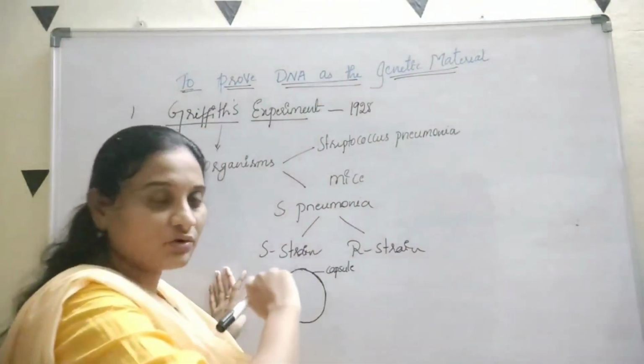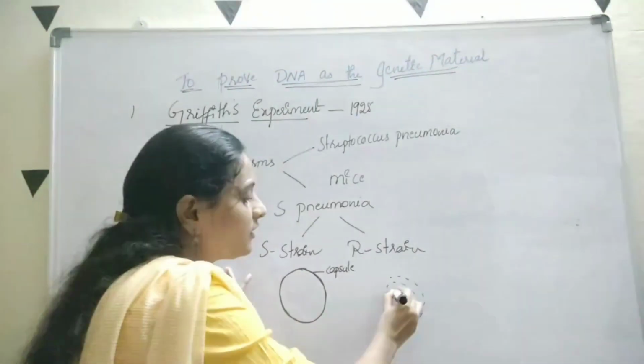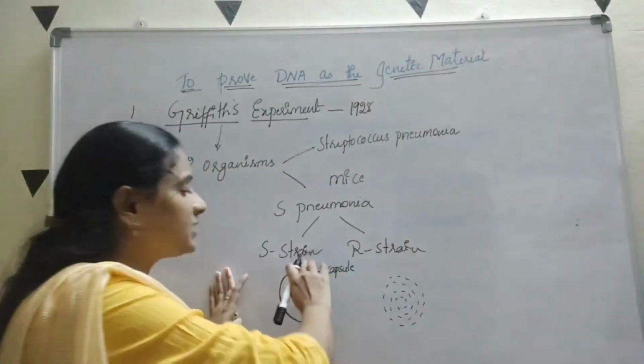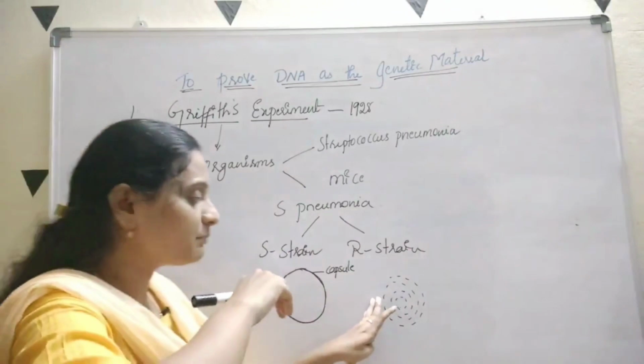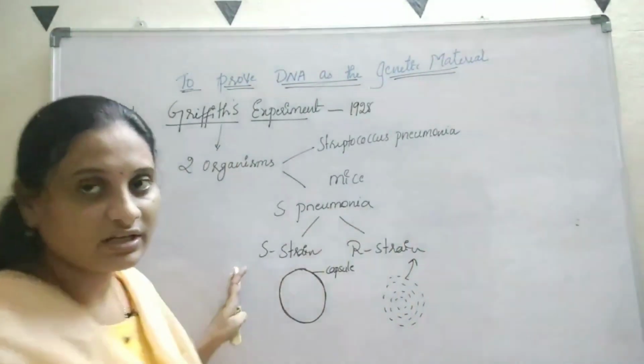Whereas in the rough strain, the outer surface of the bacteria is not surrounded by this capsule. Hence it appears like granule-like structures, and hence it is called the rough strain.